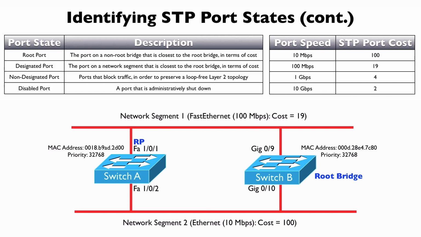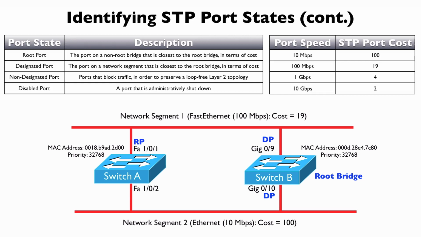Next, we ask, who are the designated ports? And a designated port exists on every network segment. It's the port on a segment that's closest to the root bridge in terms of cost. And here we have a very basic topology. We only have 2 switches, so it's going to be very easy to figure out who the designated ports are because we cannot get closer to the root bridge than on the root bridge. In this case, both network segment 1 and network segment 2, the ports on those segments that are closest to the root bridge are the ports on the root bridge. Gigabit 0/9 on switch B and gigabit 0/10 on switch B.